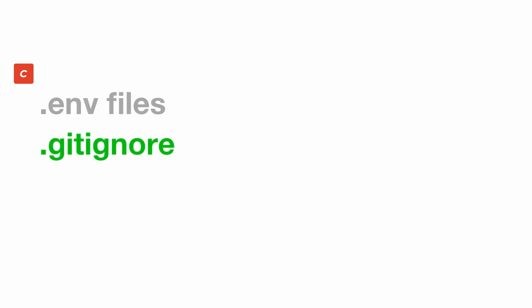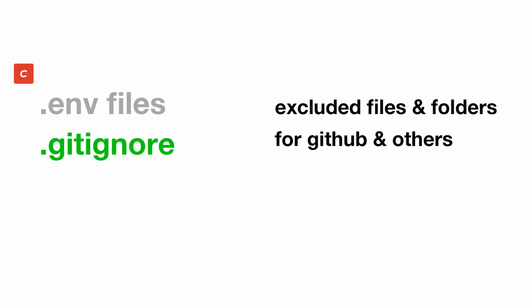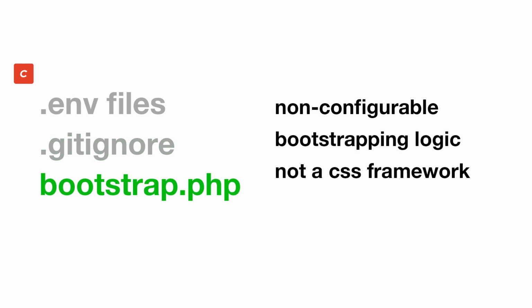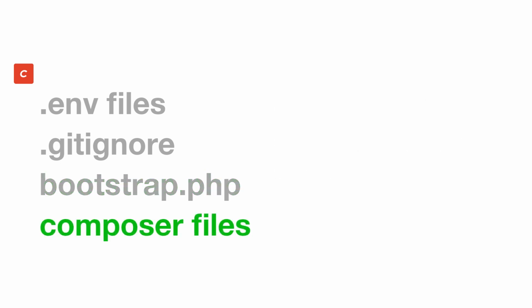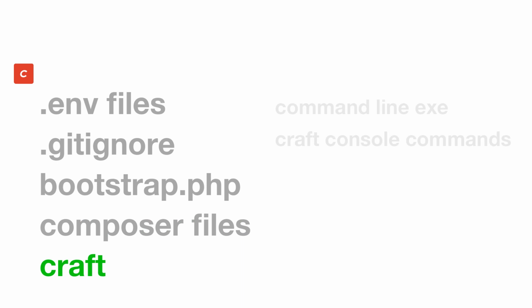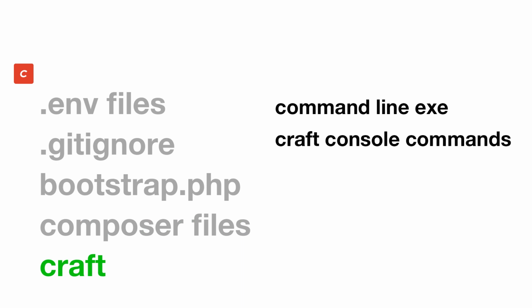The .gitignore file tells Git which files and folders should be excluded when committed to a repository. The bootstrap.php file is a non-configurable file that consolidates bootstrapping logic and other constants. Just to note, it has nothing to do with the Bootstrap CSS framework. The composer.json and composer.lock files tell Craft what packages and dependencies should be installed using Composer. The Craft file is a command line executable to run Craft's console commands. We'll talk more about the console commands throughout the tutorial.